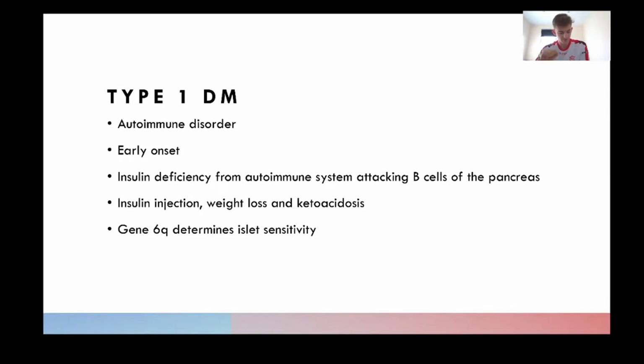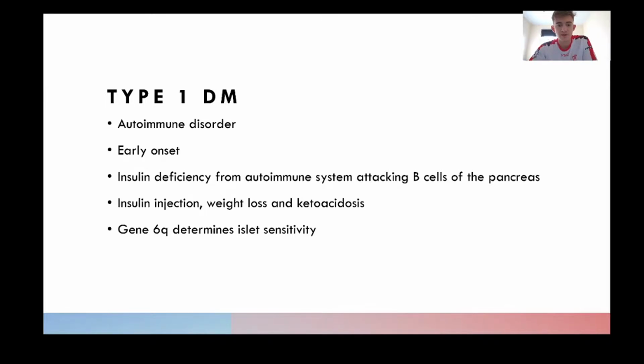So we start off and we've got our type 1. This is an autoimmune disorder, meaning that the body basically attacks itself, and the beta cell destruction is usually seen due to apoptosis, and that's initially activated by T lymphocytes directed against antigens on the cell surface, and therefore the B cells of the pancreas will be destroyed, and this will then cause insulin deficiency.